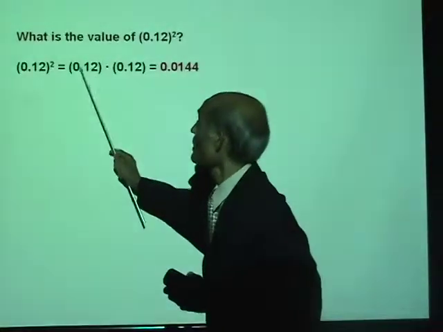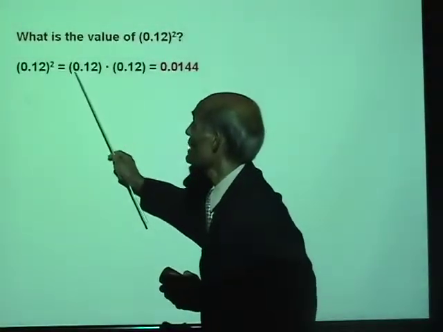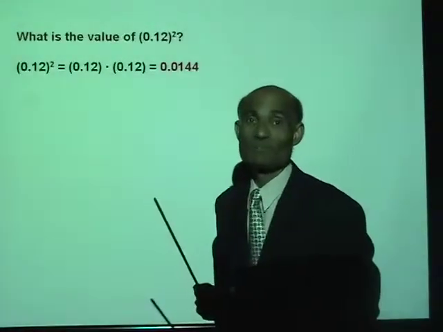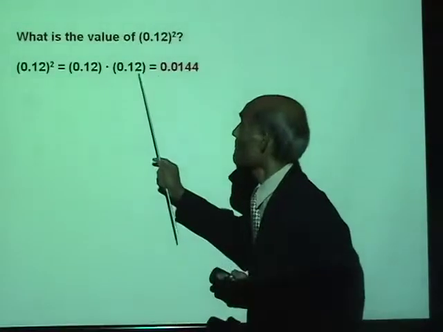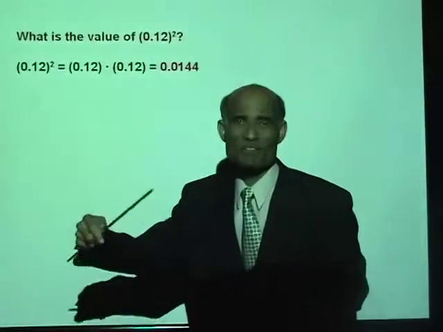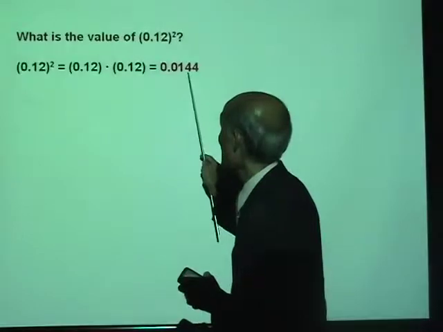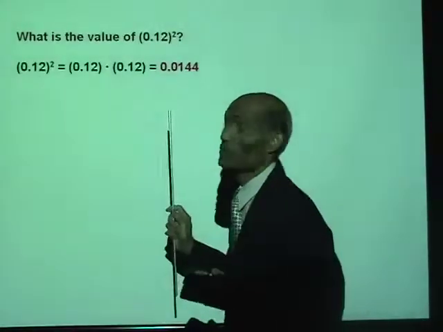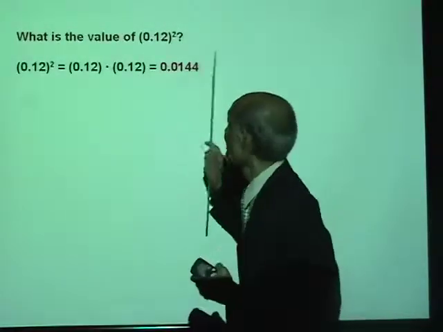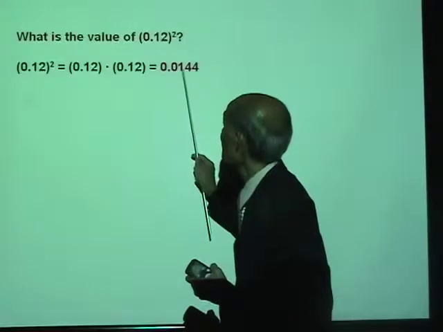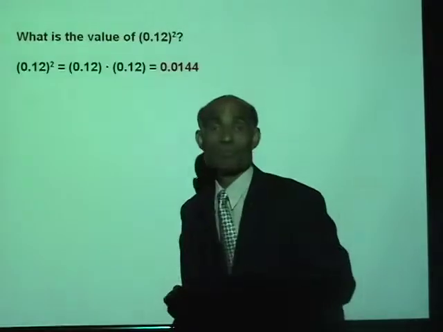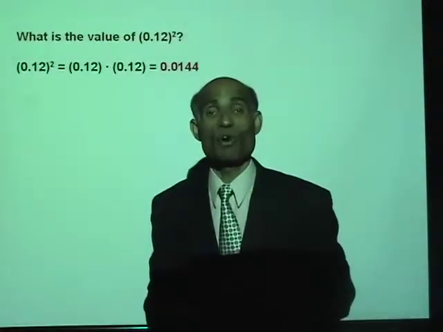Look at this. 0.12 raised to the power of 2 is 0.12 multiplied by 0.12. Well, multiply 12 times 12. I know most of you know what 12 times 12 is. 12 multiplied by 12 is 144. And the result must have 1, 2, 3, 4 decimal places. So we will start 1, 2, 3, 4, a 0, and put the decimal. The answer is 0.0144.